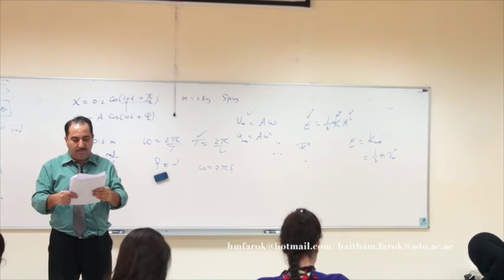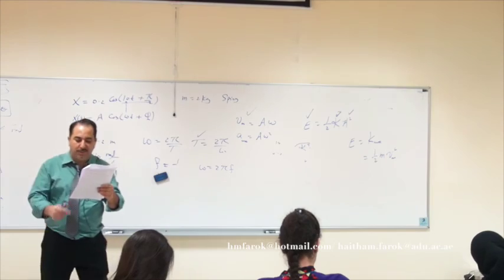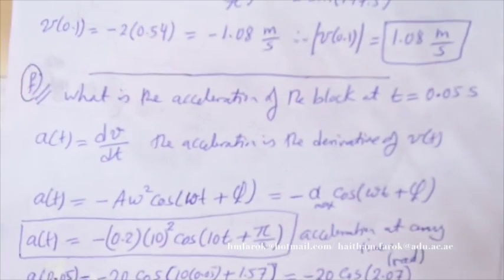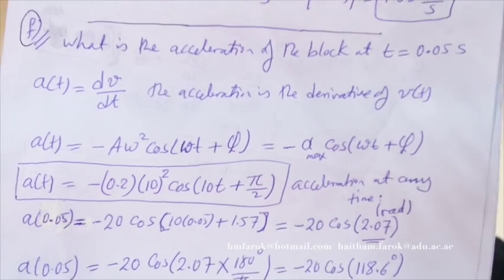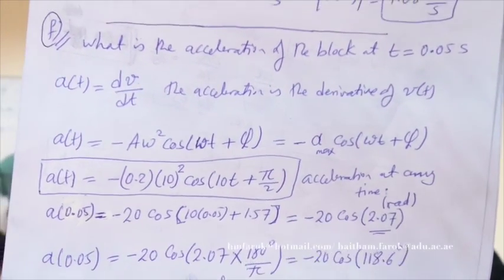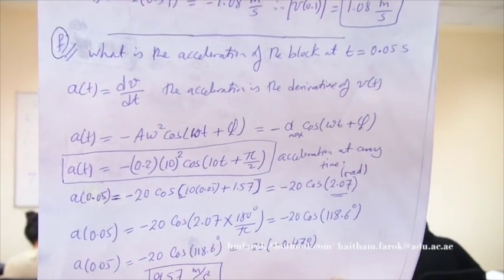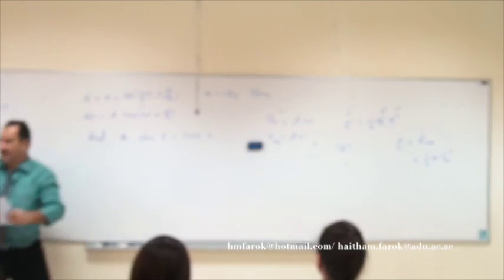F. What is the acceleration of the block at t equal 0.05 second? I'll write it here. Find acceleration when t equal 0.05 second. Right? Let's see how we do this.